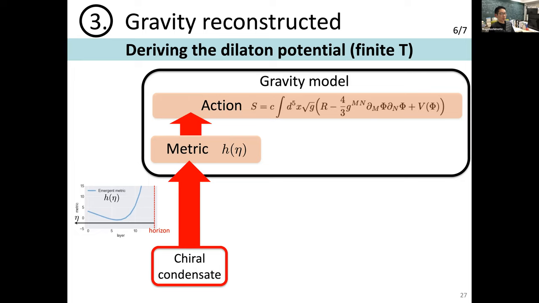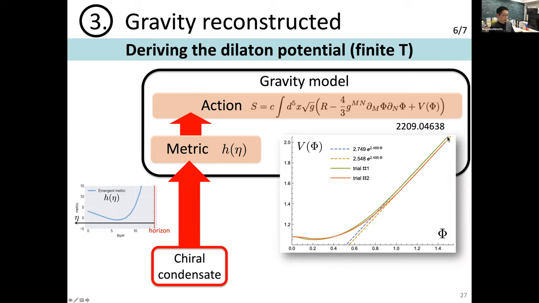From the chiral condensate data, we have this metric. This metric component actually determined this dilaton potential backwards. So here is a result of the dilaton potential, this red line or green line. Trial number one and number two means that I tried machine learning twice, and these look quite similar to each other. But this is the dilaton potential determined from this chiral condensate.